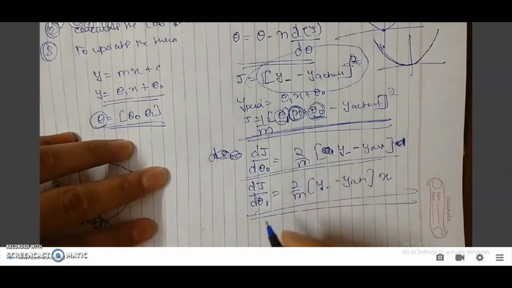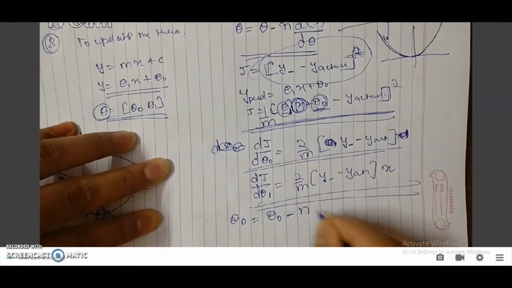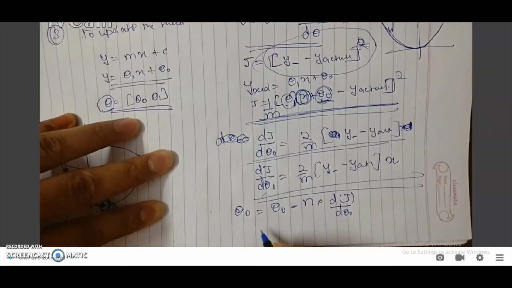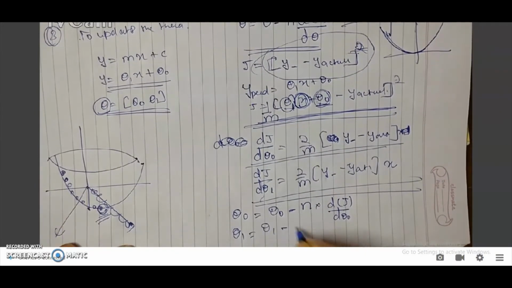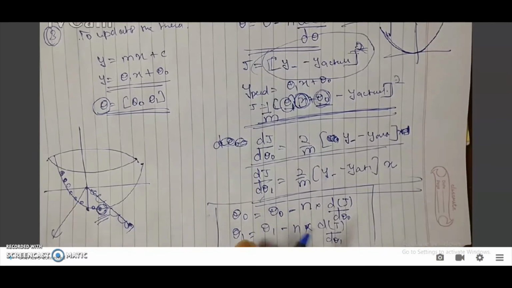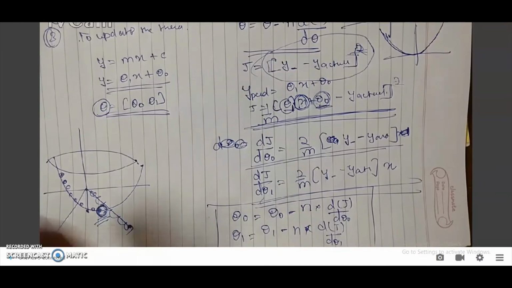So definitely what we'll be doing, we'll be updating our theta naught as theta naught minus learning rate into dJ by d theta naught, right? And theta 1 equals to theta 1 minus n, that is learning rate, into dJ by d theta 1. So this is how we're gonna update our theta naught and theta 1, and then we'll be calculating the best fit line that will converge at the minima, right?